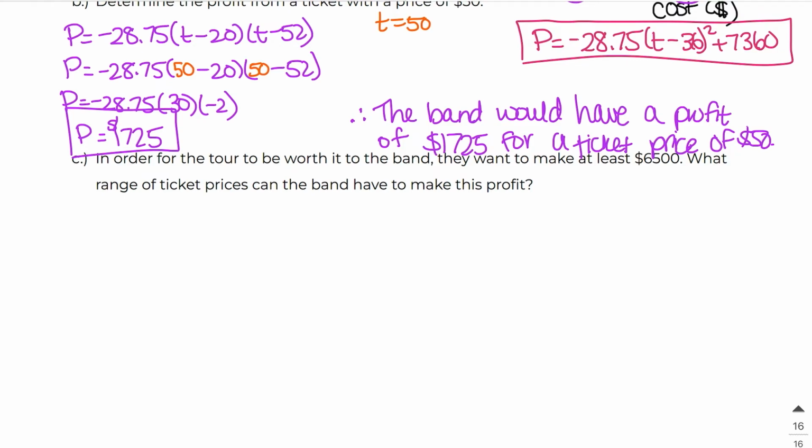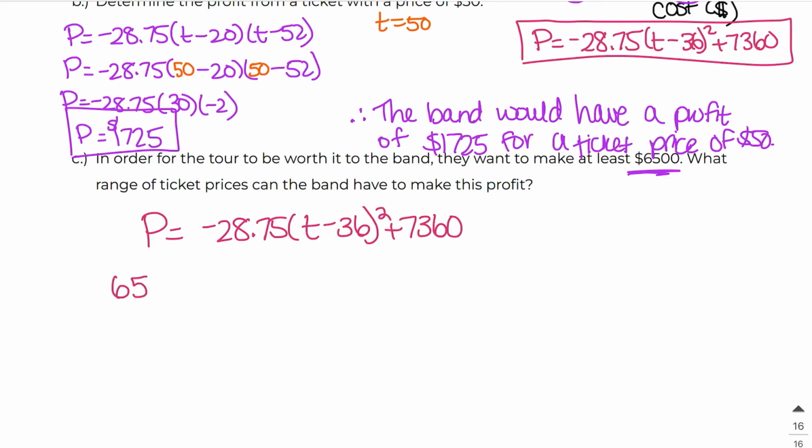Okay? And then part C, in order for the tour to be worth it to the band, they want to make at least $6,500. What range of ticket prices can the band have to make this profit? So right here, I'm going to use my equation, but this time I'm going to use the vertex form just to switch it up a little bit. And I want the profit to be at least $6,500.